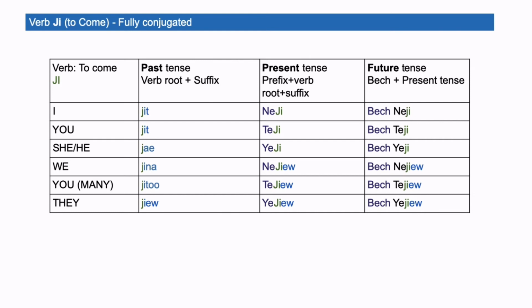In the future tense, all you need to do is add the word besh in front of the present tense conjugation of the verb. So I will come, besh neji. You will come, besh teji. He will come, besh yeji. We will come, besh nejiu. You, as in a group of people, will come, besh tejiu. They will come, besh yejiu.